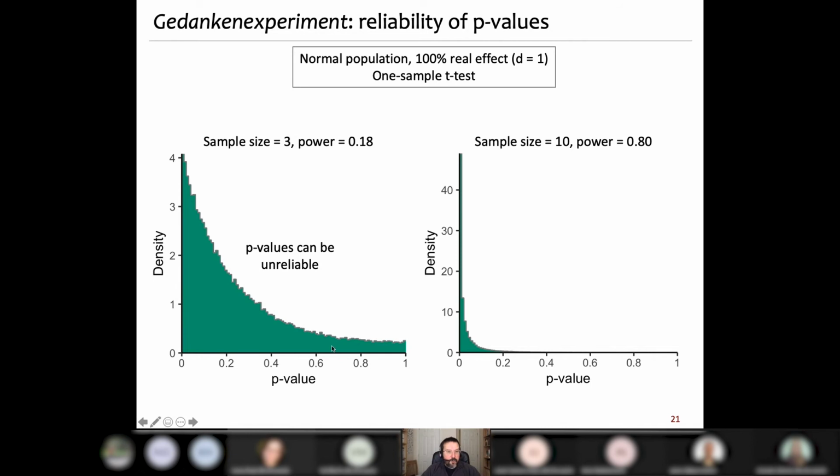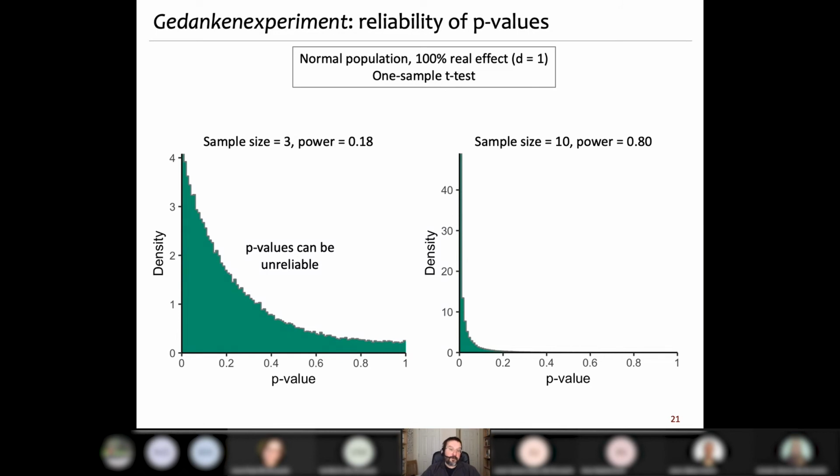As you can see, it's all over the place. Yes, it's more likely to get a smaller p-value than a large p-value, but still you are going to get a lot of p-values which are 0.5, 0.6, 0.8, and so on. You can say that p-values are not reliable because in repeated experiments, you are going to get very different p-values.